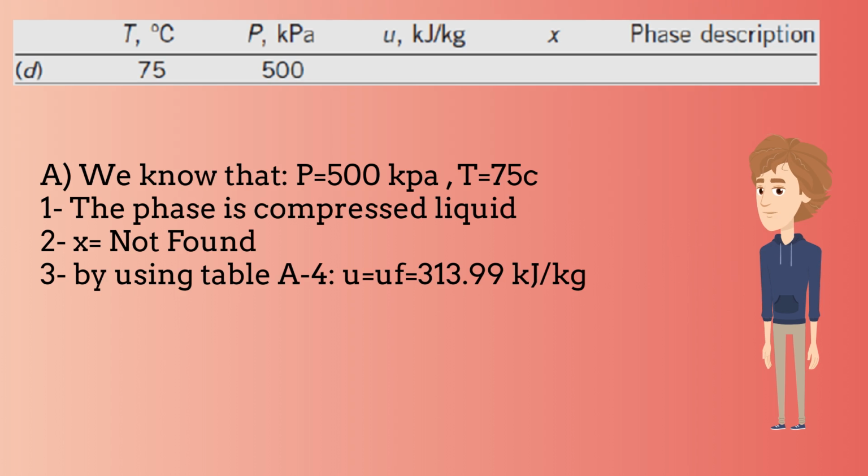In D, the temperature is given as 75 Celsius and the pressure is equal to 500 kilopascal. From the saturated steam tables, we are going to obtain the saturated temperature at 500 kilopascal, which gives us 151.83 Celsius. Since the saturated temperature is more than 75 Celsius, it will be compressed liquid, and from the steam tables we will find that u is approximately equal to uf at 75 Celsius, which is equal to 313.99.